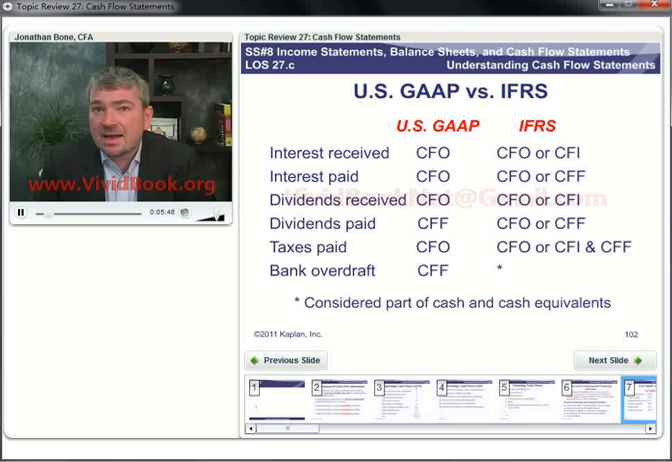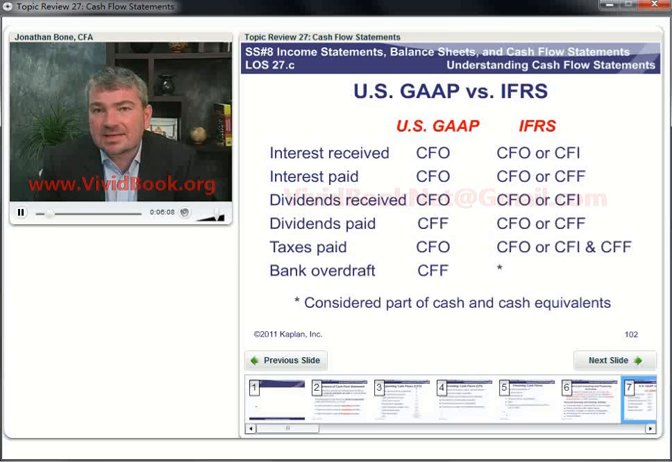Interest paid, again US GAAP says always treat it as a CFO. IFRS says if paying interest is part of your core business operations, maybe you're a retail bank, then put it through CFO. If it's not and it's more to do with the financing of the company, then put it through CFF.